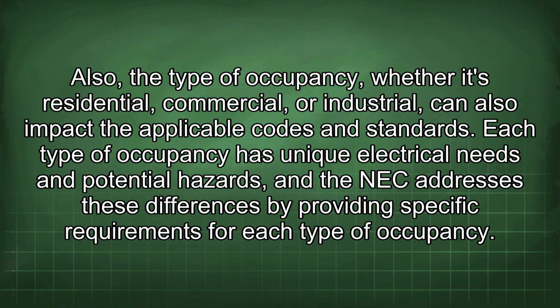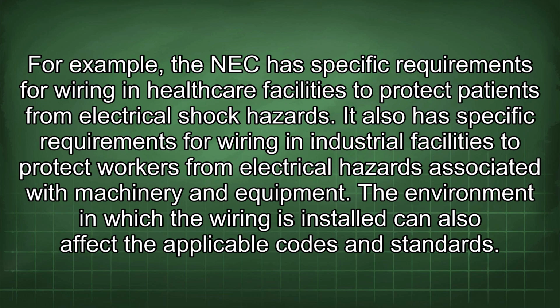Each type of occupancy has unique electrical needs and potential hazards, and the NEC addresses these differences by providing specific requirements for each type of occupancy. For example, the NEC has specific requirements for wiring in healthcare facilities to protect patients from electrical shock hazards. It also has specific requirements for wiring in industrial facilities to protect workers from electrical hazards associated with machinery and equipment.